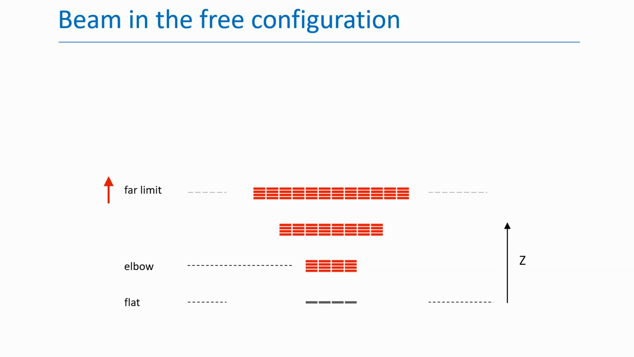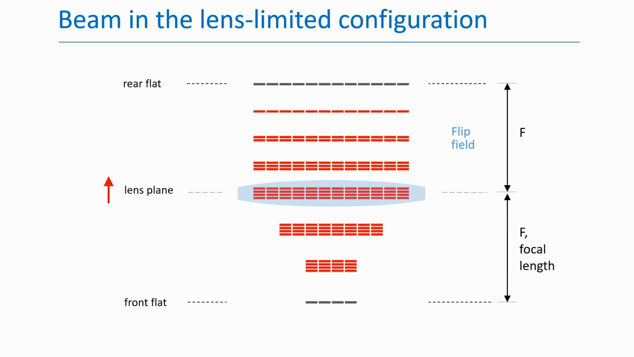Most of the computations we did in the introductory course concerned the free configuration. This means the space was bounded by the flat and the far limit. Now we'll look at the lens-limited configuration, which consists of two component modes. The first mode is just like the one in the last slide, but the front flat is at the front focal plane of the lens, and the far limit is at the lens plane.